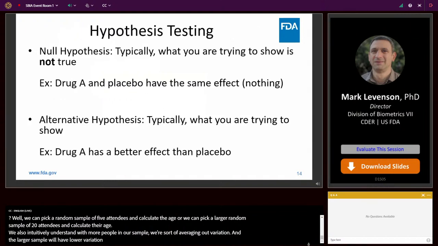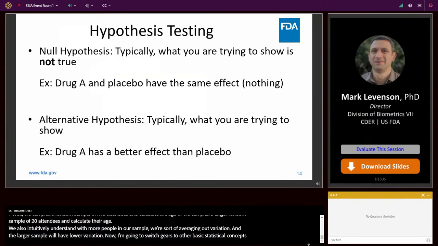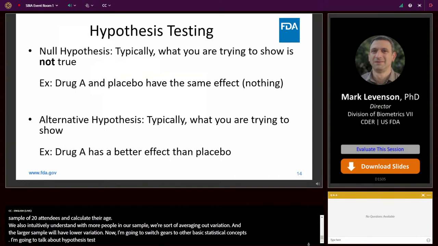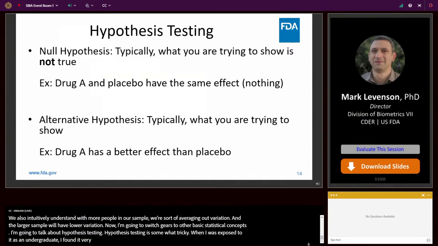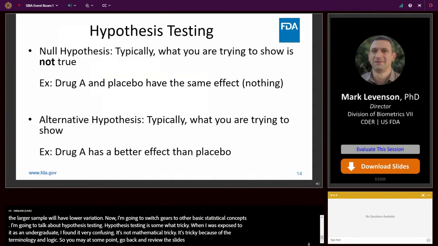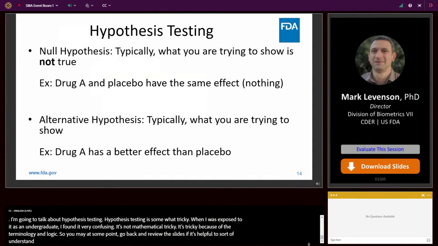Now I'm going to switch gears to some other basic statistical concepts. I'm going to talk about hypothesis testing. Hypothesis testing is somewhat tricky. When I first was exposed to it as an undergraduate, I found it very confusing. It's not mathematically tricky. It's tricky because of the terminology and the logic. So you may at some point have to go back and review these slides if you feel that's helpful to sort of understand the logic and the terminology a little better, but I'm going to go through it.